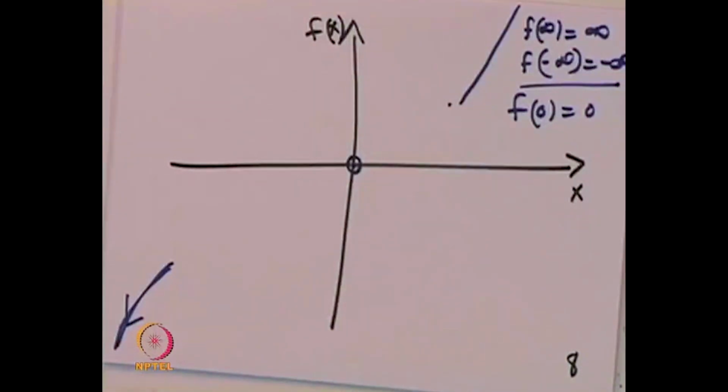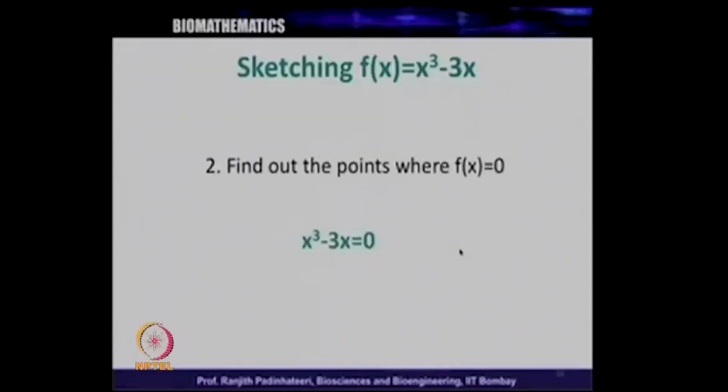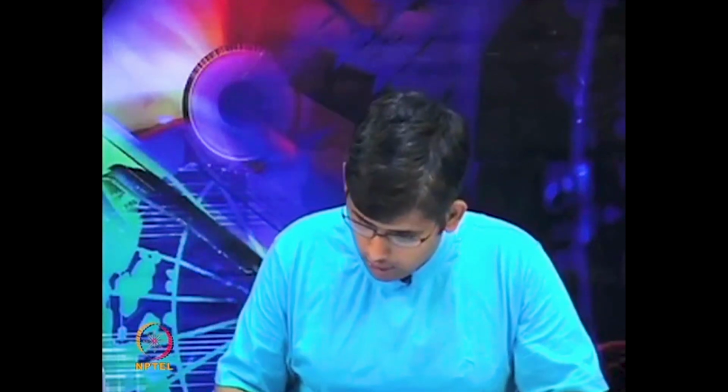Now, let us look at the next point in the recipe. The next point in the recipe is to find out the points where f of x equal to 0. So, the points where the function is 0. That means the points where x cube minus 3x is 0. So, let us see when x cube minus 3x is 0.